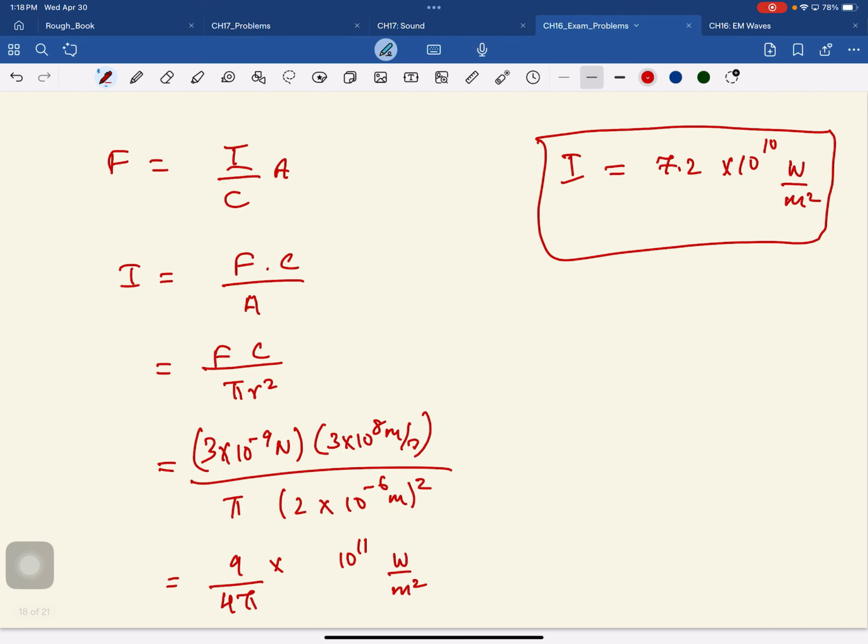Oh, and then we have to find, so the intensity is E max squared divided by 2 mu naught times C. And so you can solve for E max from there. Okay, I won't do it. So just put that in and calculate the electric field strength.